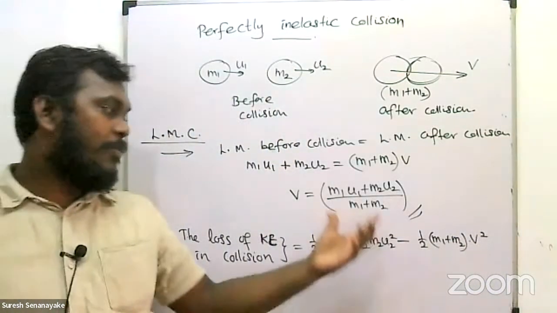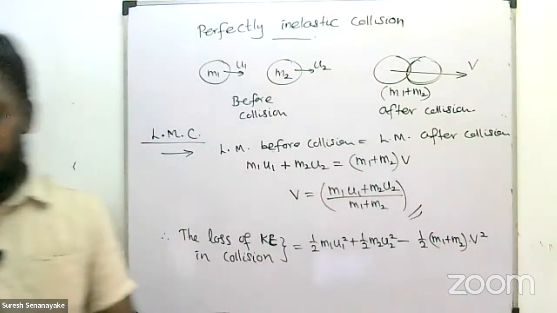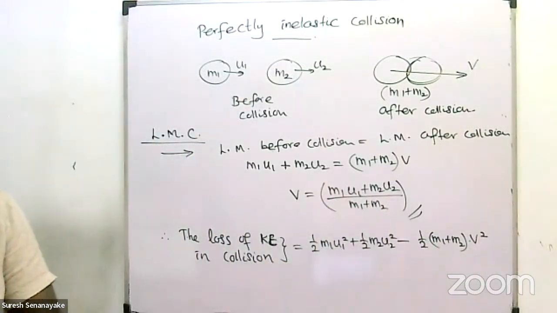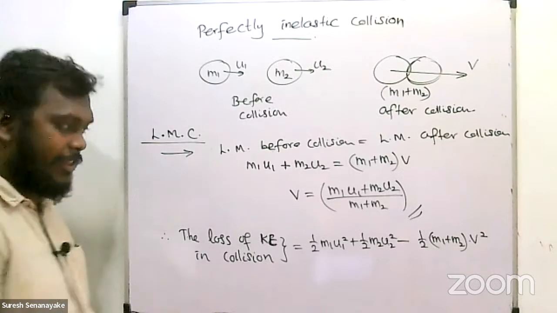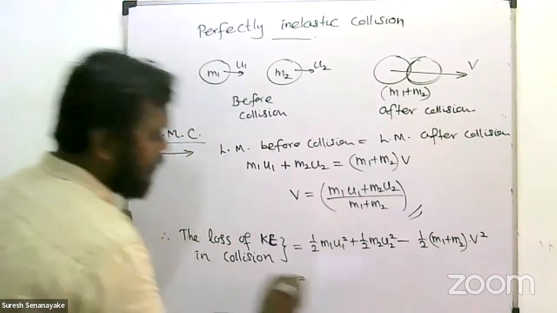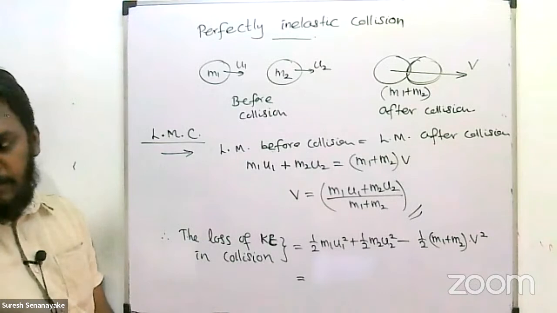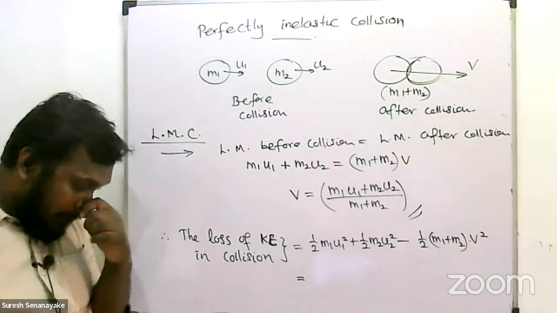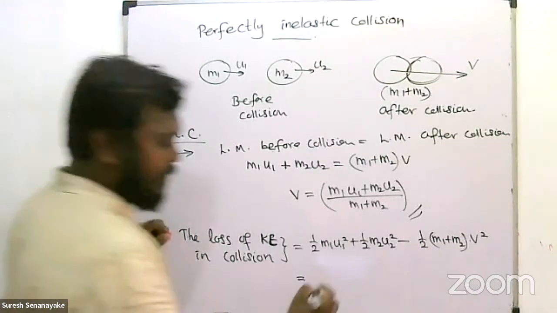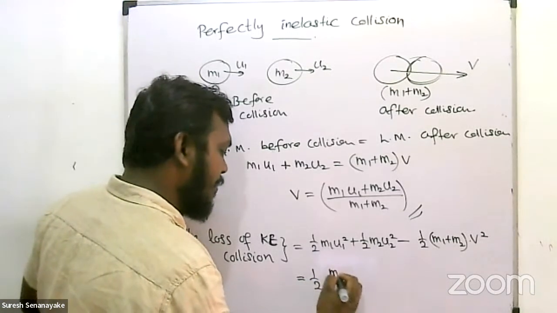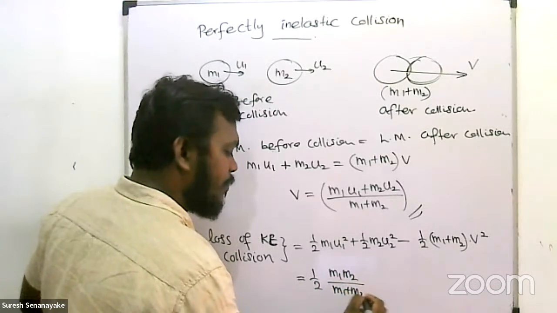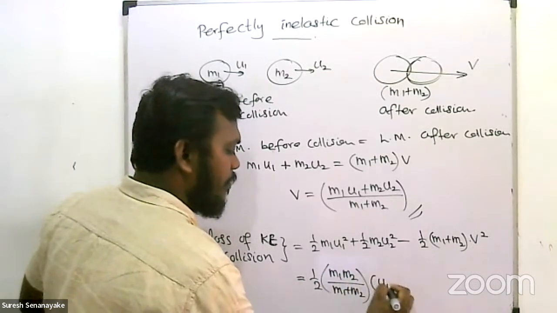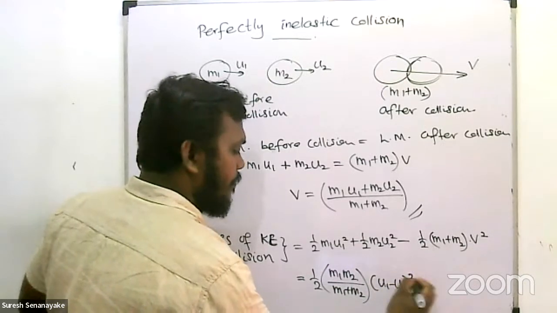You simplify this, substitute v square, and then simplify. You can get this equation, try to get it. If you couldn't get it, let me know, then I will simplify step by step, but here I will write it in that form. That is half m1 m2 divided by m1 plus m2 times u1 minus u2 square.